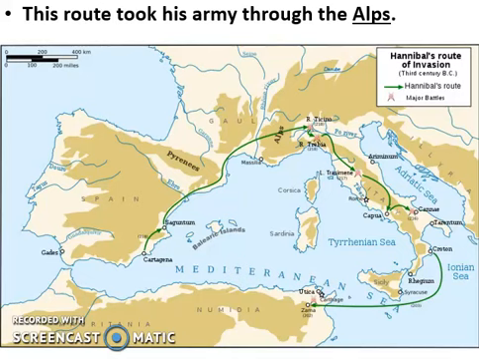So you see here, the green is the route that is taken. The route takes his army through the Alps. So they start down here in northern Africa, they go through Spain, all the way through Europe here, through the Alps mountains, and into Italy. Now you'll notice eventually they're going to make their way back through.